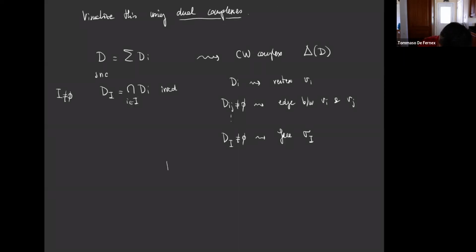For instance, say I have two divisors like this. If I have two divisors, then I have one vertex for each divisor. Since they intersect, I'm going to have an edge. And suppose there is a third divisor right here, where there's going to be a third point. This divisor intersects both things. There is a point of intersection of the three divisors that will give, inside, a face, a two-dimensional face. Like that. So this is D, and this is delta of D.